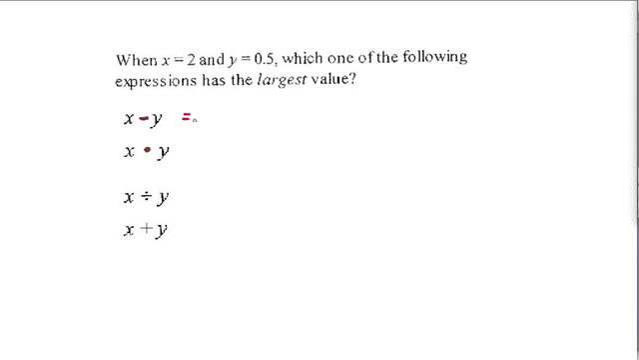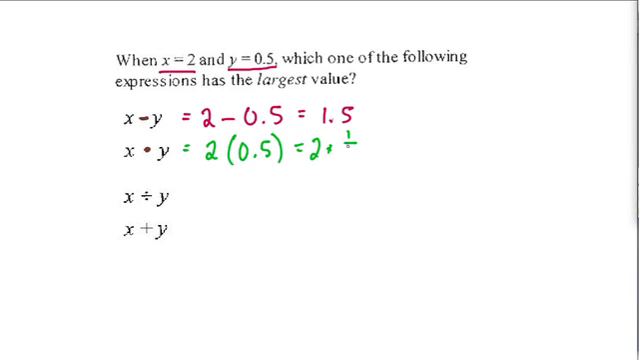So x minus y, what would that be? Well, what is 2 minus 0.5? Well, that's 1.5, right? x is 2, y is 0.5, x minus y is 1.5. Okay, next one. x times y, multiplication, 2 times 0.5. Well, that means what is half of 2, or 2 times 1/2? Right? That is just 1. 1 is half of 2. So this is less than subtraction here.